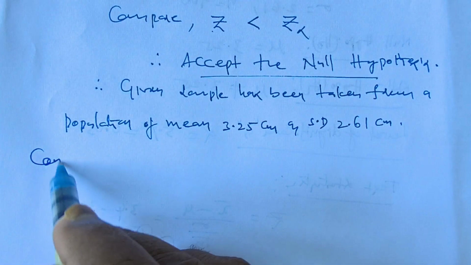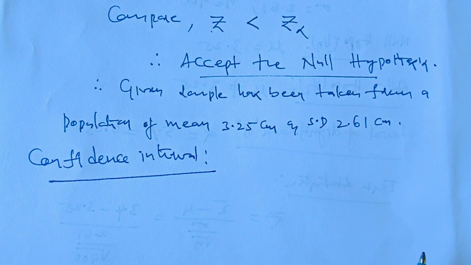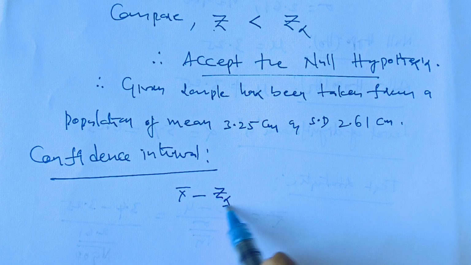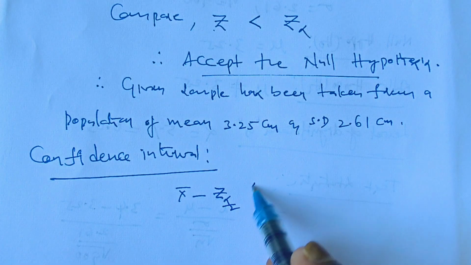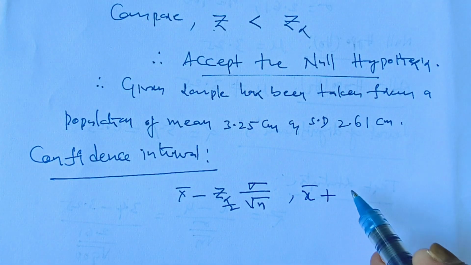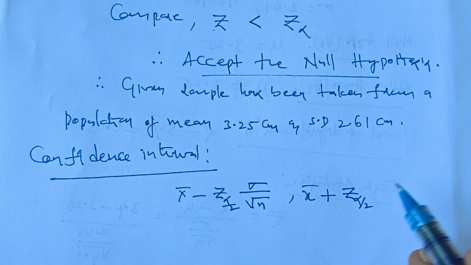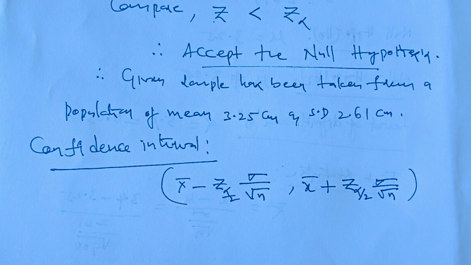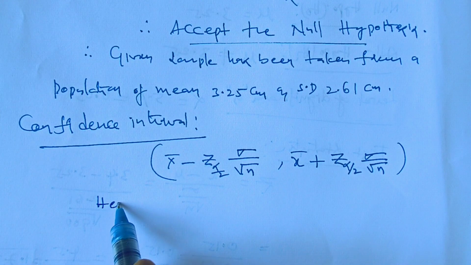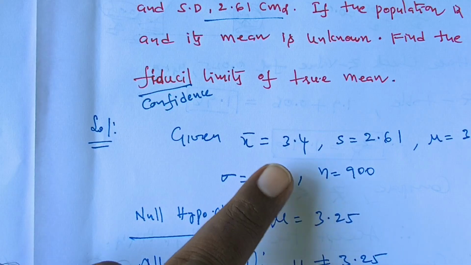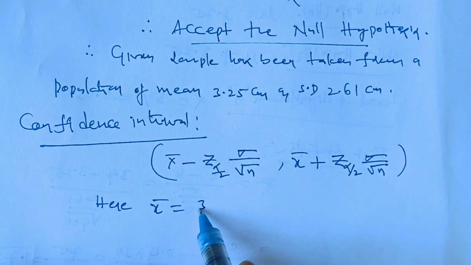Now we have the second problem here. Find the confidence interval for 95%. For finding the confidence interval, we have the formula: x bar minus z alpha by 2 into standard error, that is sigma by root n, and x bar plus z alpha by 2 into sigma by root n. This is the formula to find the confidence interval. What is x bar here? Here x bar is 3.4.